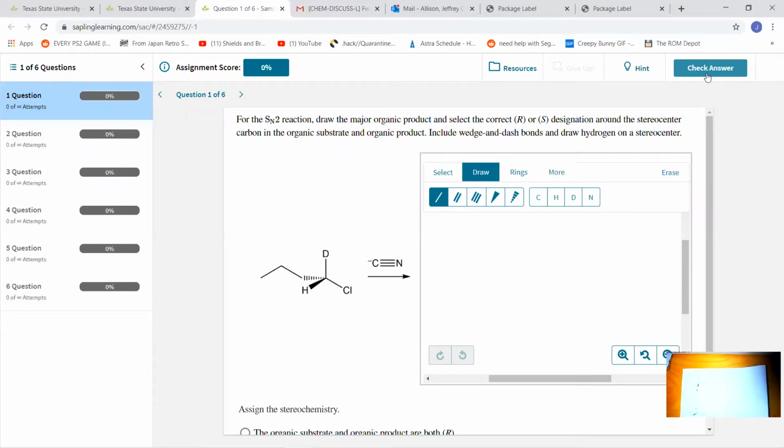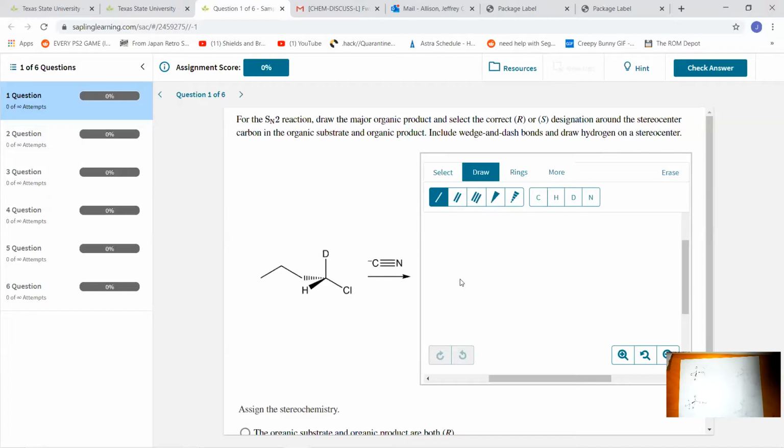So to save time, I've kind of already gone ahead and done this a little bit. So it says for the SN2 reaction, so it's telling you it's doing an SN2, draw the major product and select the correct RS designation around the stereocenter carbon in the organic substrate and organic product, and indicate wedged and dashed bonds and draw hydrogens on the stereocenter. So here it's clearly saying to draw the hydrogen atom.